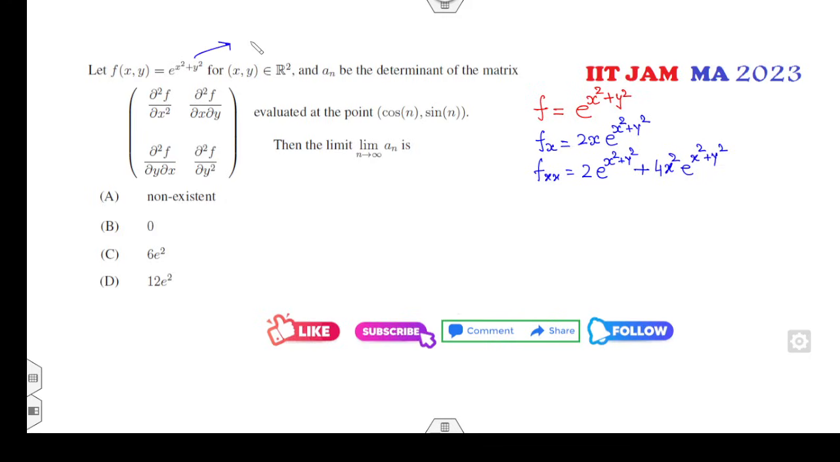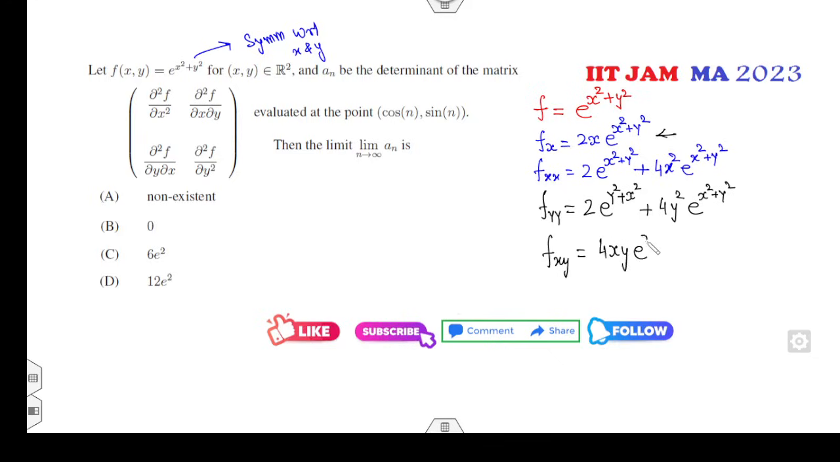Now clearly say this function is symmetric with respect to x and y. So what is the benefit of symmetric? You can write the y one directly, replacing x with y and y with x. Fine. Now for f(x,y), you can differentiate this with respect to y. That is 4xy e raised to power x square plus y square.